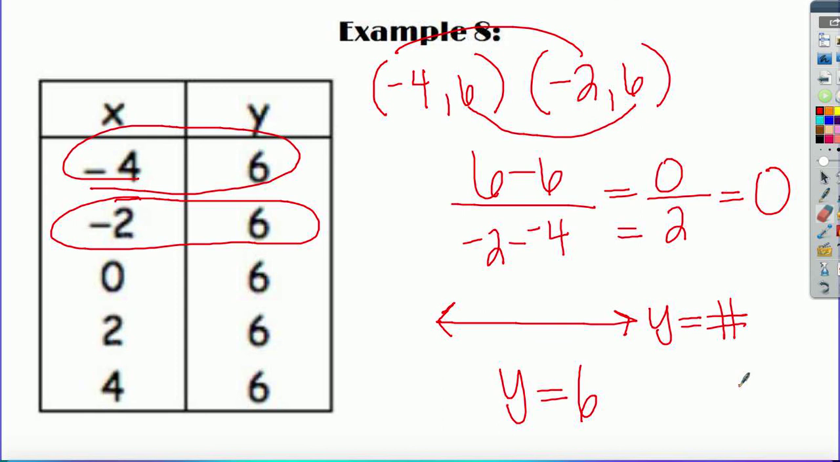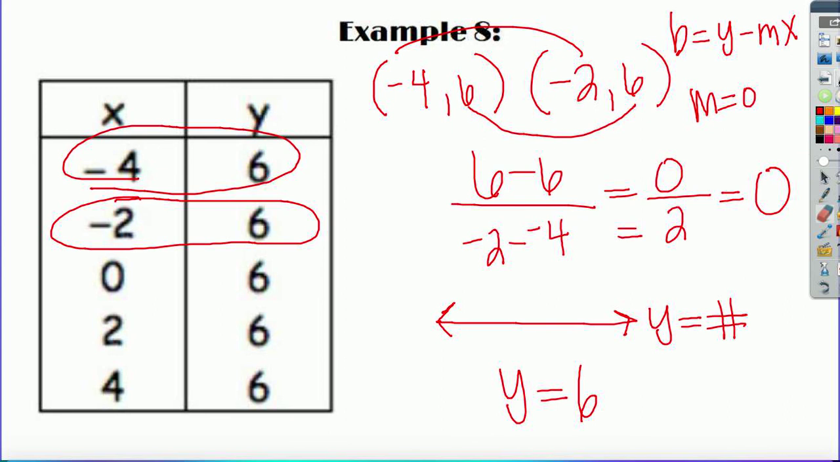Now if you didn't remember that, you would have gone through the whole process. You would have said slope is 0. You would have tried to find your y-intercept by using b is equal to y minus mx. You could have picked either one of those points, plugged them in, and done the whole thing. We're just trying to push to the next level of recognizing things way before we do all the work so that we're not working for nothing.